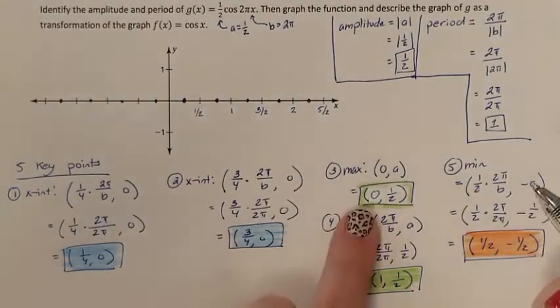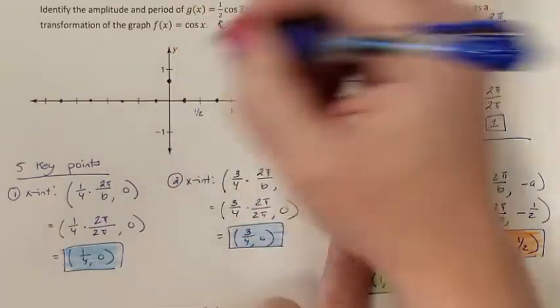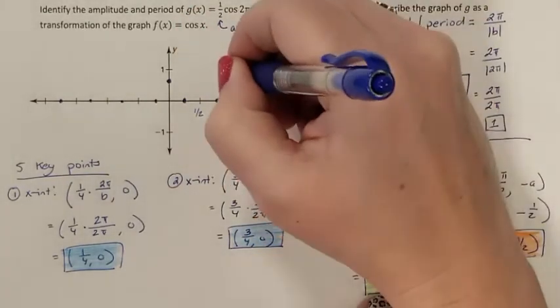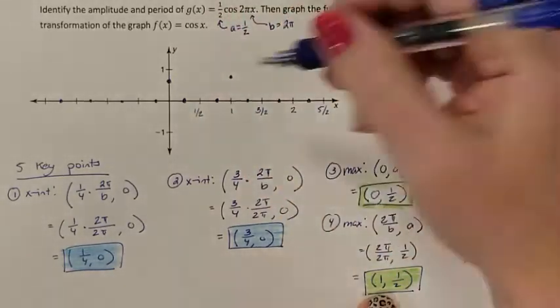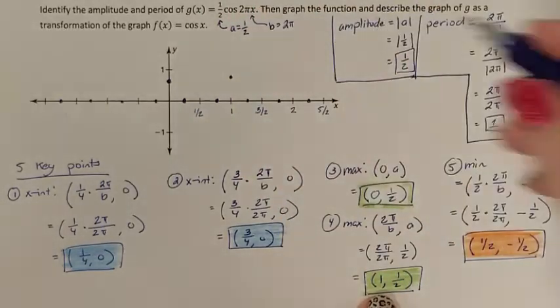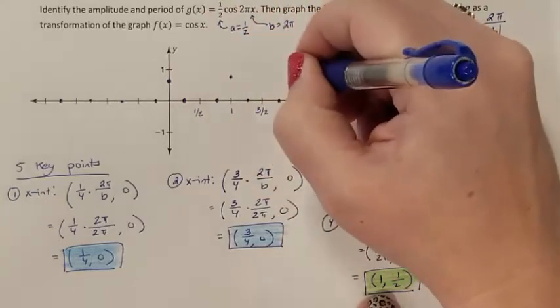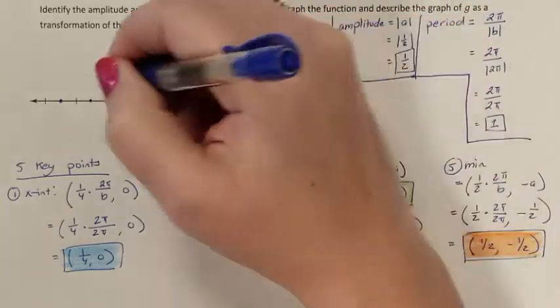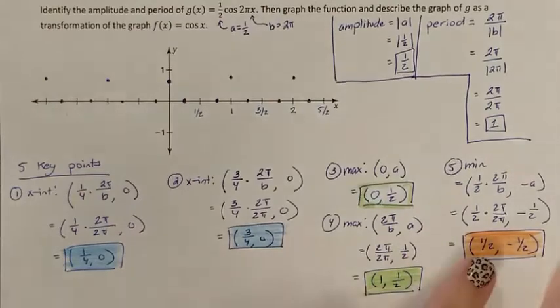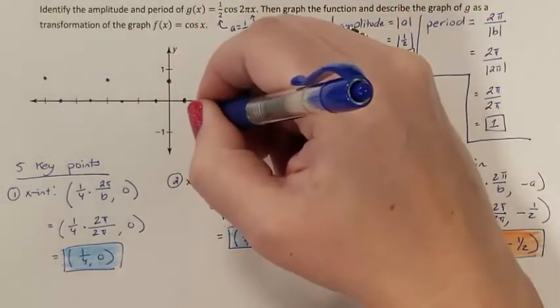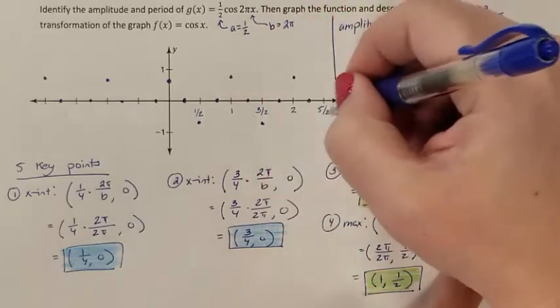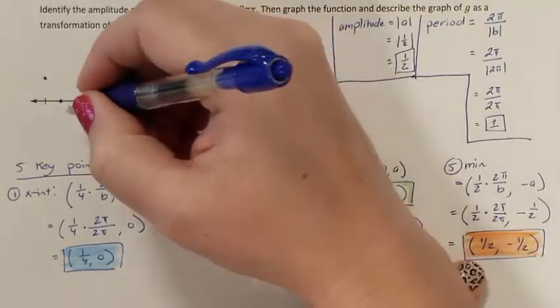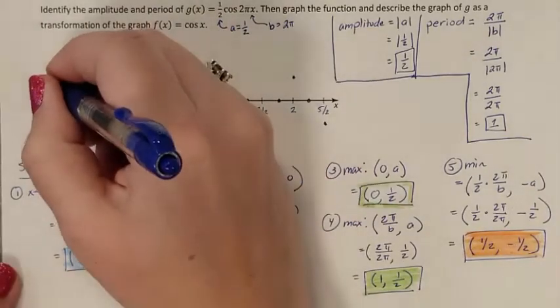Now I need my max. My max is at 0, 1/2, and then 1, 1/2. Seems like every whole value ends up having a max at 1/2. So I need to go through and make sure every whole value has a max at 1/2. My min is at 1/2, negative 1/2. So it looks like every other half is going to have a negative 1/2 min. And then there is my cosine. I'm just going to connect them.